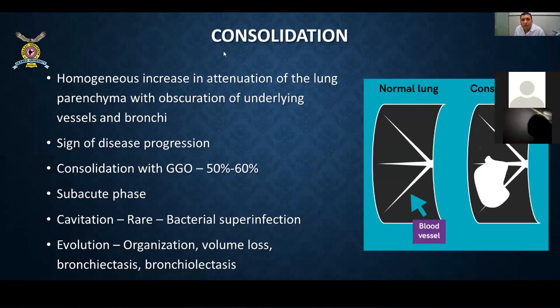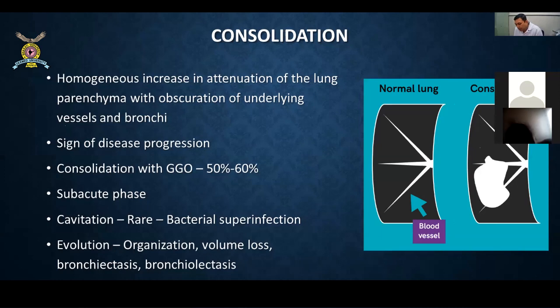The presence of consolidation indicates progression of the disease, and along with the ground glass opacity, it is seen in around 50 to 60% of the patients. It is also seen in the subacute phase of the disease, and in the follow-up, if you see a cavitation within the consolidation, then it suggests bacterial superinfection.